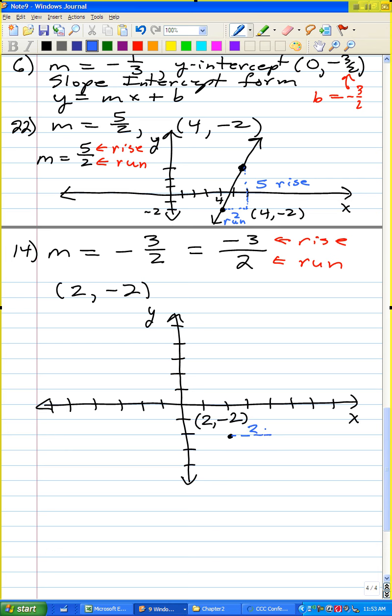And then I have a rise at -3, which means I'm going to go down 3. So 1, 2, 3. I guess I have to extend this a little longer. And so I've arrived here. So I have a rise, which in this case is a negative rise, of 3, and I have a run of 2. And so now I can draw the line connecting these 2 points.